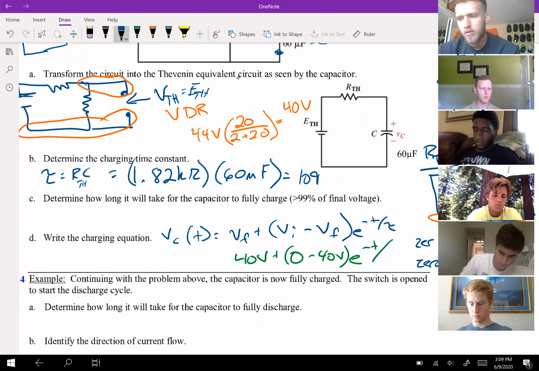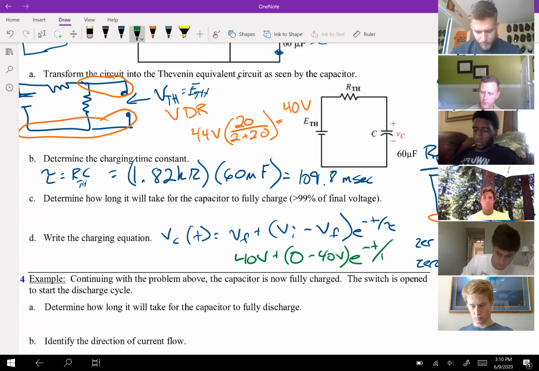1.82 E3 times 60 E negative 6. Nope, that's milli. Glad I checked it. So it's 109.8 milliseconds. So that's the thing that I plug in down below, that 109.8 milliseconds.